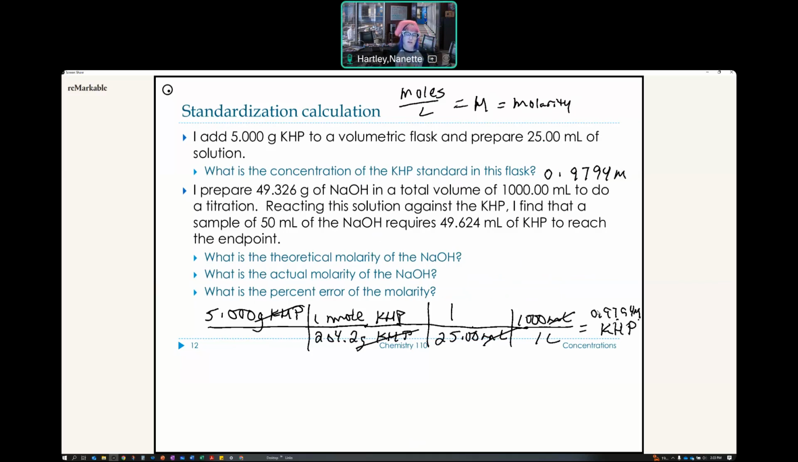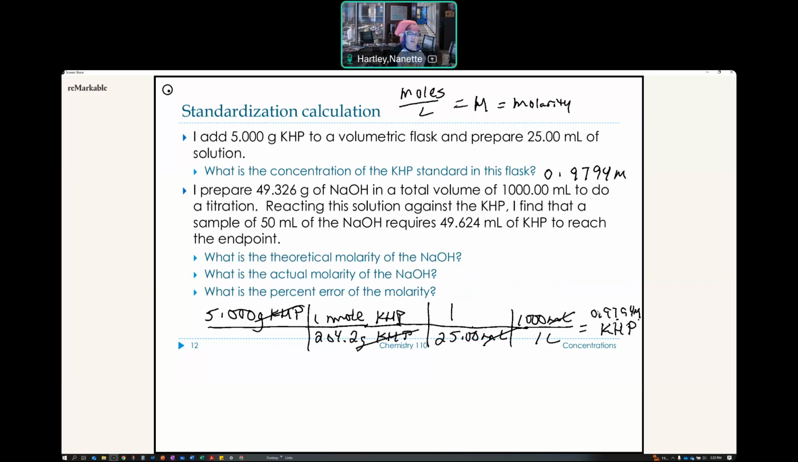Okay. Now it says I prepare 49.326 grams of NaOH in a total volume of 1,000 milliliters to do a titration. Reacting this solution against the KHP, I find that a sample of 50 milliliters of the NaOH requires 49.624 milliliters of KHP to reach the endpoint. What's the theoretical molarity of the NaOH? What's the actual molarity of the NaOH? And what's the percent error of the molarity? Okay. So I need to find theoretical molarity, and actual molarity, and a percent error.